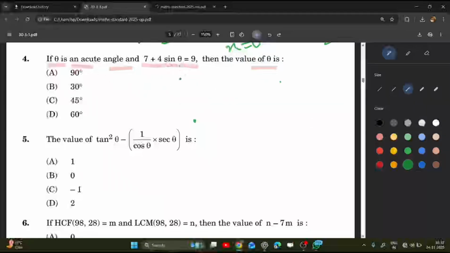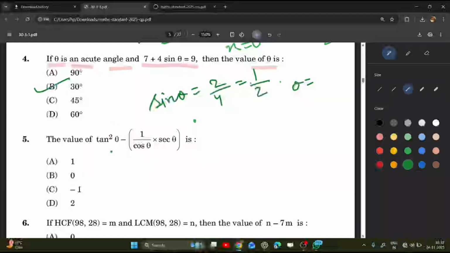From here you can find the value of sin theta. Sin theta will be (9 minus 7) over 4, that is 2 over 4. It will be 1 by 2. So the value of sin theta is equal to 1 by 2. It means theta is equal to 30 degrees.